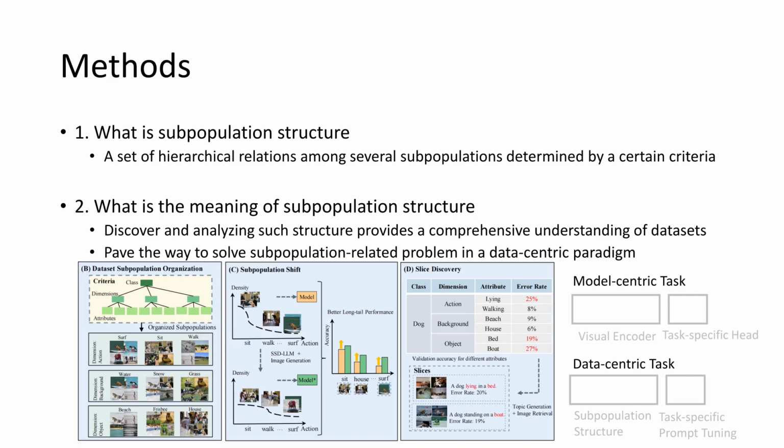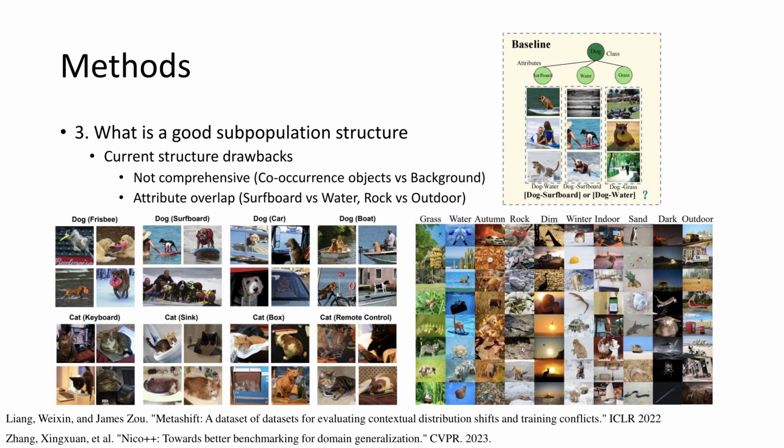Subpopulation structure refers to a set of layered relationships among different subgroups within a dataset, defined by certain criteria. By discovering and examining these structures, we gain a clearer understanding of the dataset as a whole. This understanding helps us tackle problems related to these subpopulations in a data-centric way. Given that subpopulation structures are significant, we need to discuss what constitutes a good subpopulation structure.